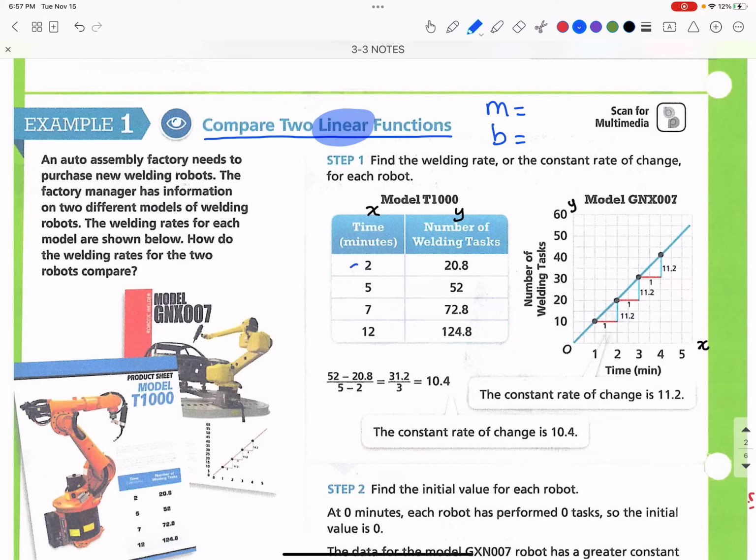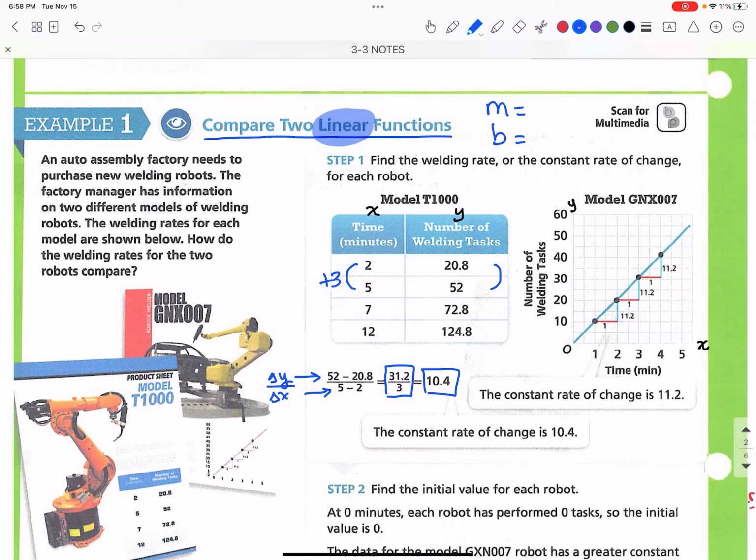From a table, we look at the change in y right here over the change in x. And so the change in y is 52 minus 20.8, which is right here. This is your change in y. Then the change in x is going from 2 to 5, which we know is a plus 3. And that is your change in x, which goes on the bottom, and that's 5 minus 2 is 3. So we build a fraction, change in y over change in x, and we get this right here. And then when we reduce that by dividing 31.2 divided by 3, we get a constant rate of change of 10.4.